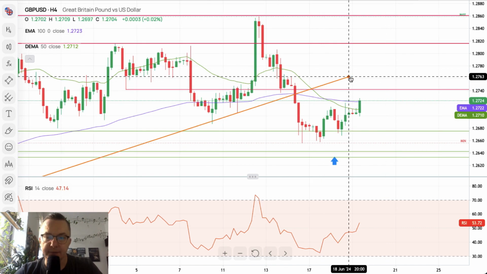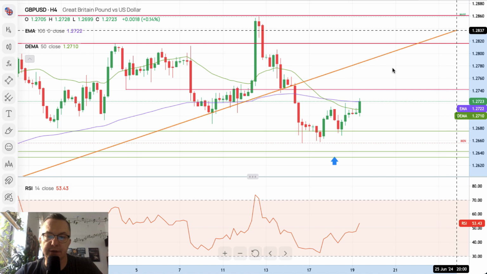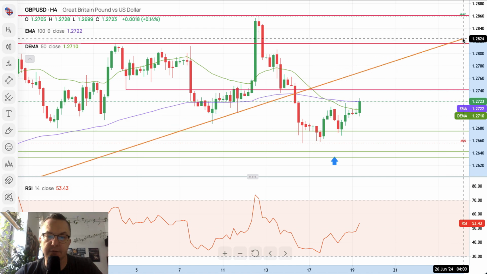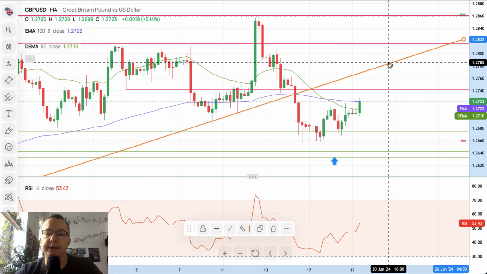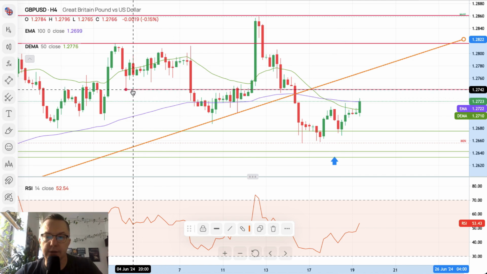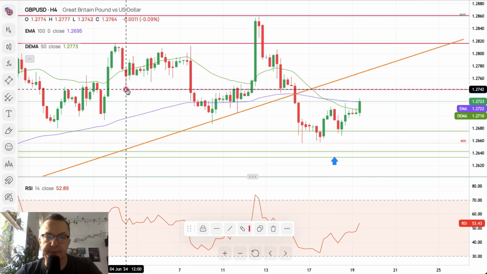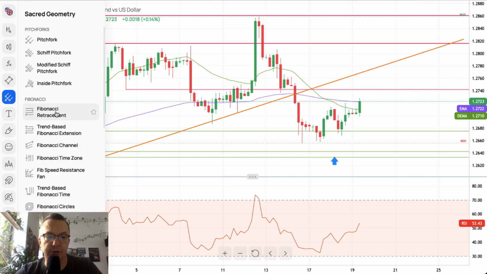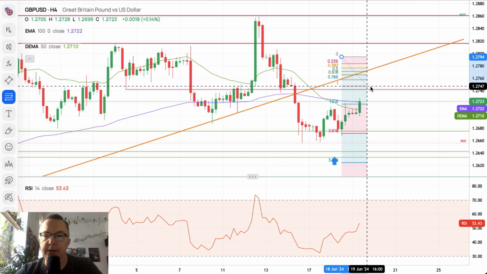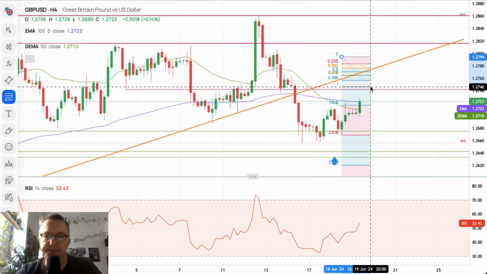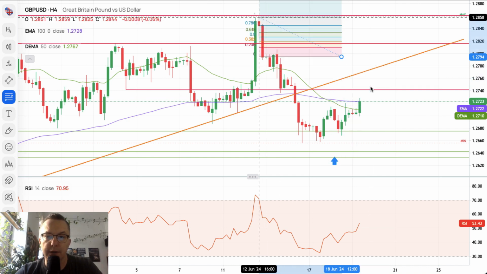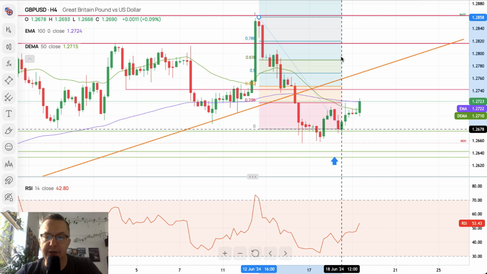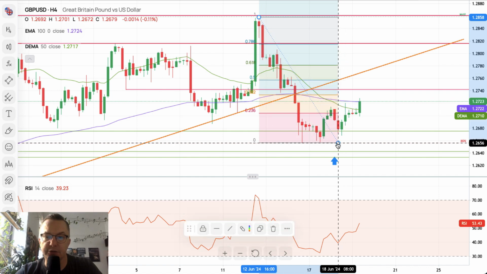So at least the bulls are trying to move back above the trend line for now. Let me just extend this trend line somewhere here. There you go. This is the technical resistance. Let's apply the Fibonacci retracement level. Why? Because it looks like the market wants to move higher. Let's see how much the bulls will eventually retrace.